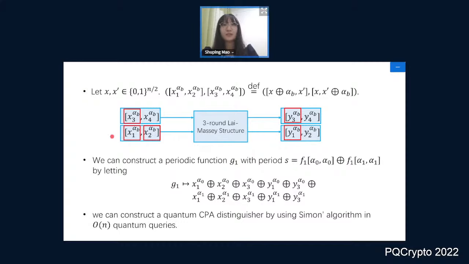If we let the inputs of the whole process x1, x2, x3, x4 be as this, we can construct a periodic function G1 based on x1, x2, x3, and y1 and y3 with a period s as this. So we can compute s by using Simon's algorithm in O(n) quantum queries. So now we have a periodic function G1 and we have a period s. So we can construct a quantum CPA distinguisher by using Simon's algorithm in O(n) quantum queries.